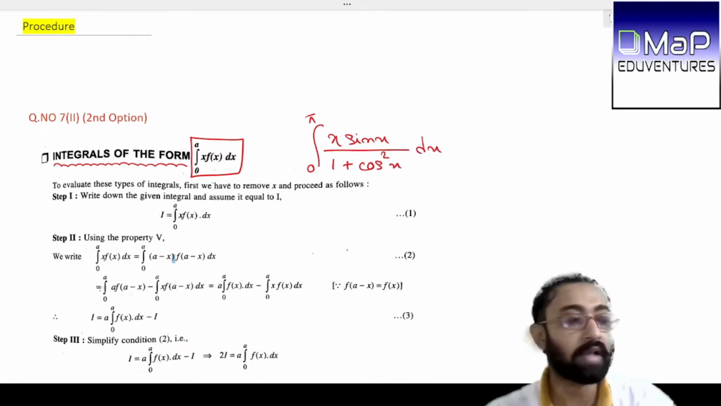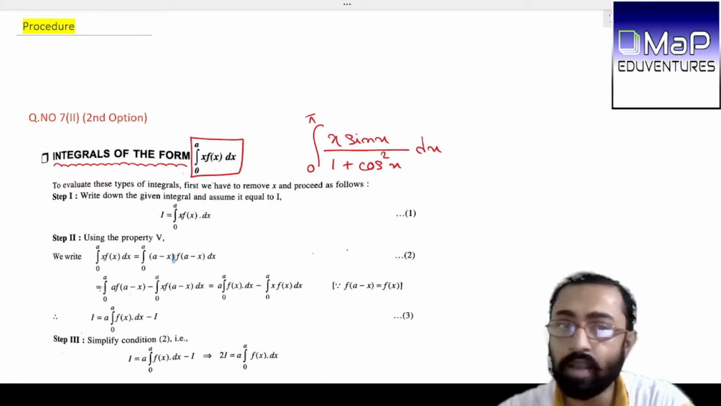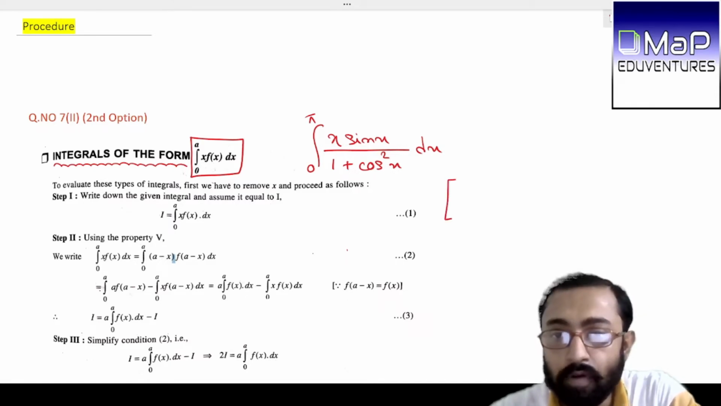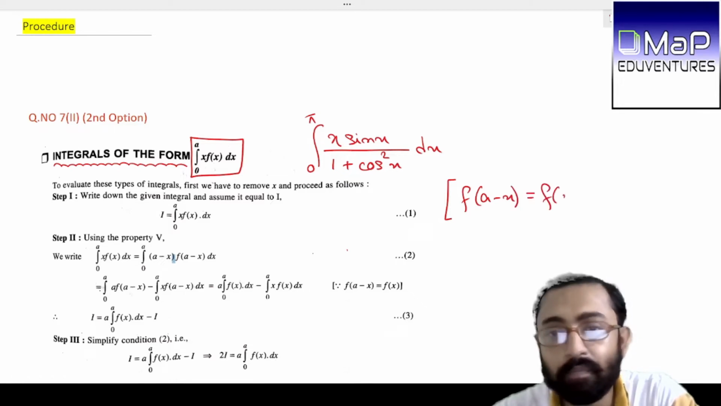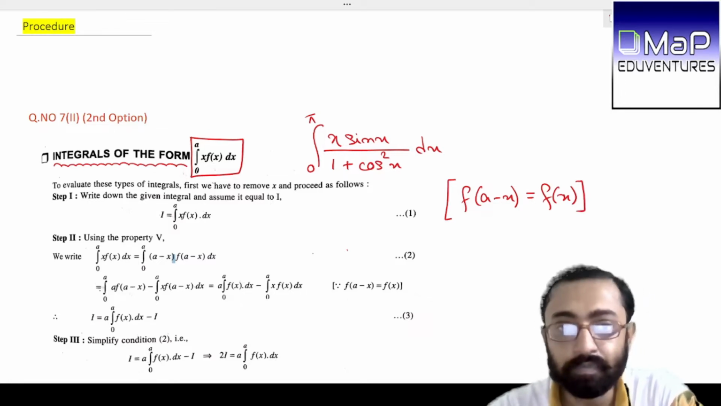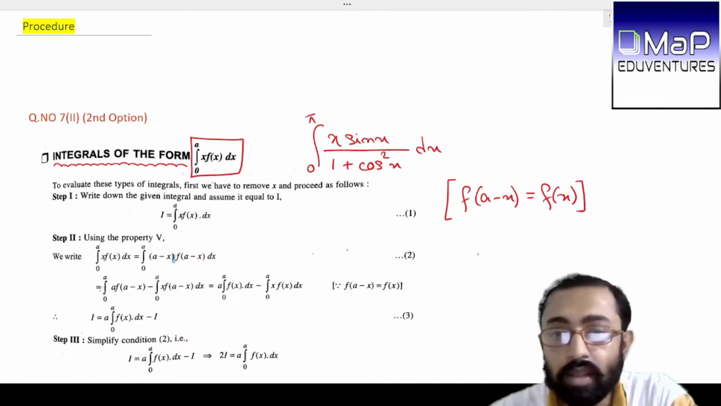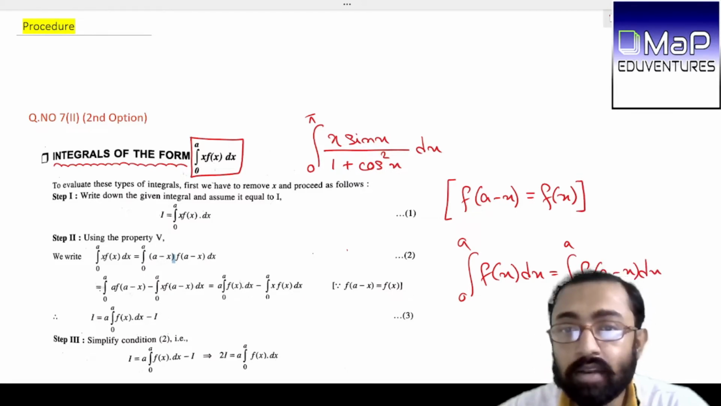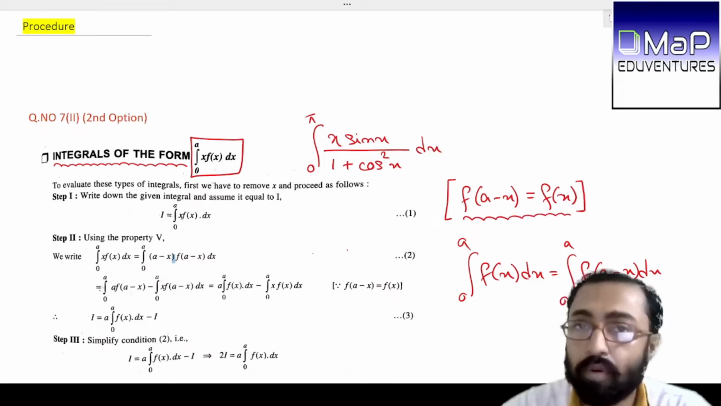Alright, so you can see that they are actually the same question. Now, in this form, by default we will have f of a minus x equals f of x. It will be presented by default. Why? Because the question asks us to use integration 0 to a f of x dx, which can be written as integration 0 to a f of a minus x dx. I mean, we use this property.